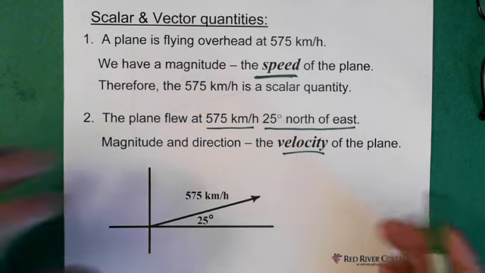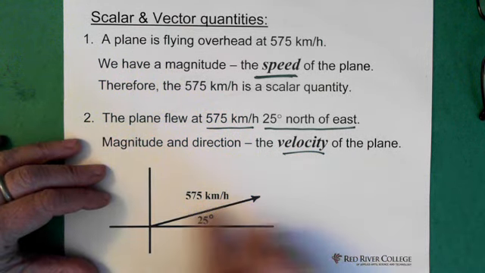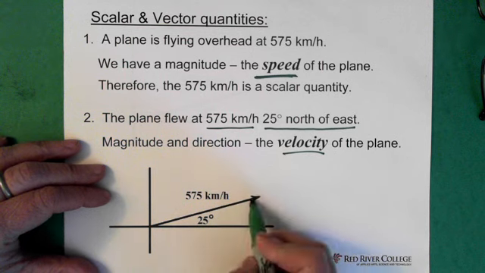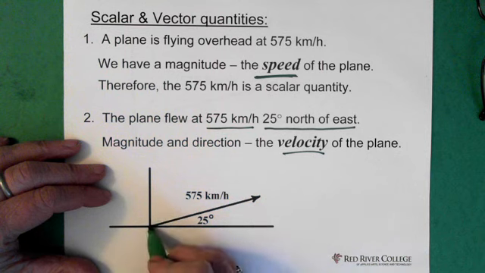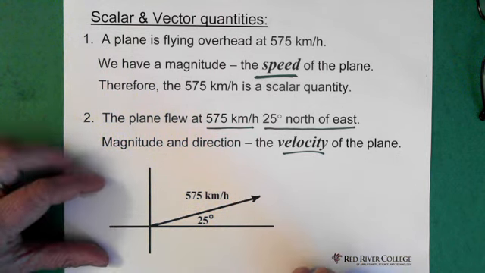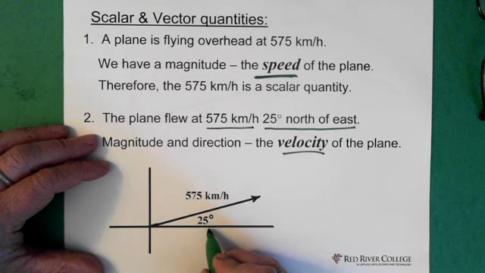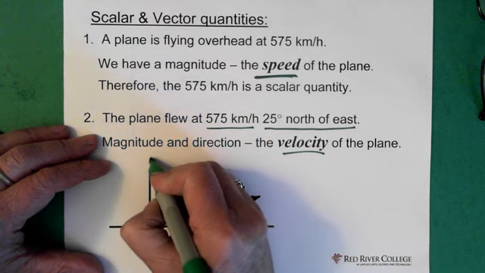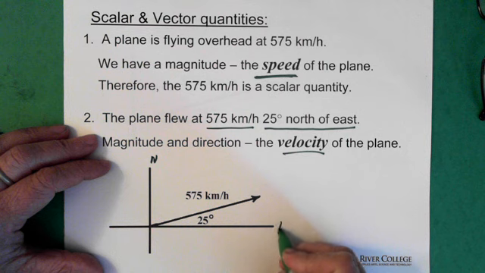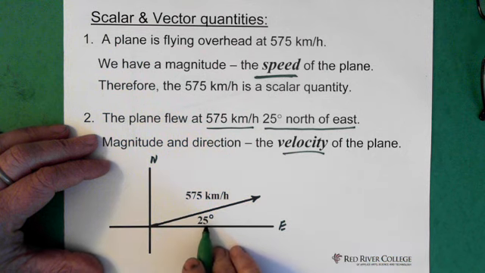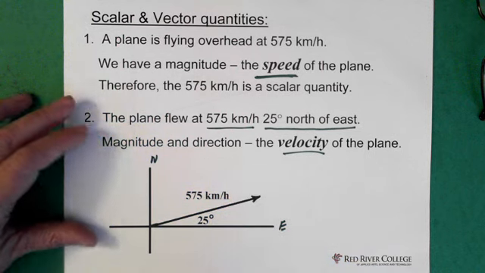And the way we express it is in this way. We draw it as an arrow, which has a tip and a tail, and we draw it typically on the X and Y axis, showing exactly what we want to see. This is 25 degrees north, so if we say this is north and this is east, it's 25 degrees north of east, and that's the way the plane's flying.